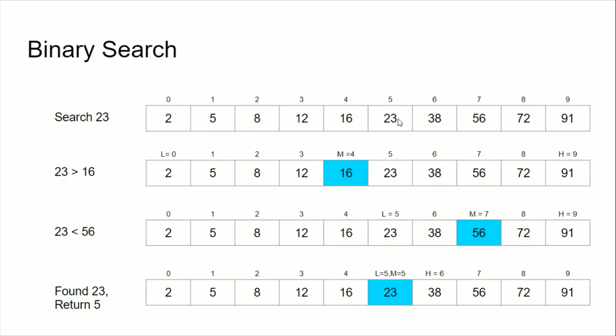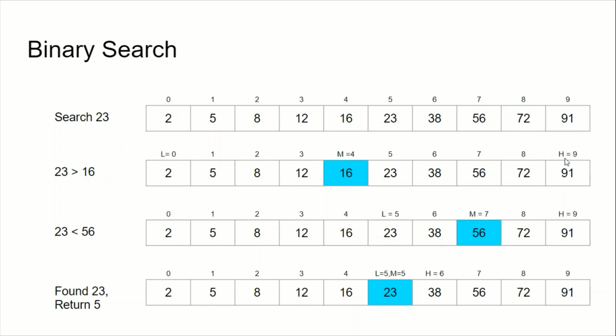In binary search, we start with the middle. So we have lowest index 0, highest index 9. We take the middle, so we calculate the middle equal to 4. Then we compare 23 with the element in the middle, 16. If 23 is bigger, that means 23 should be in the second half.